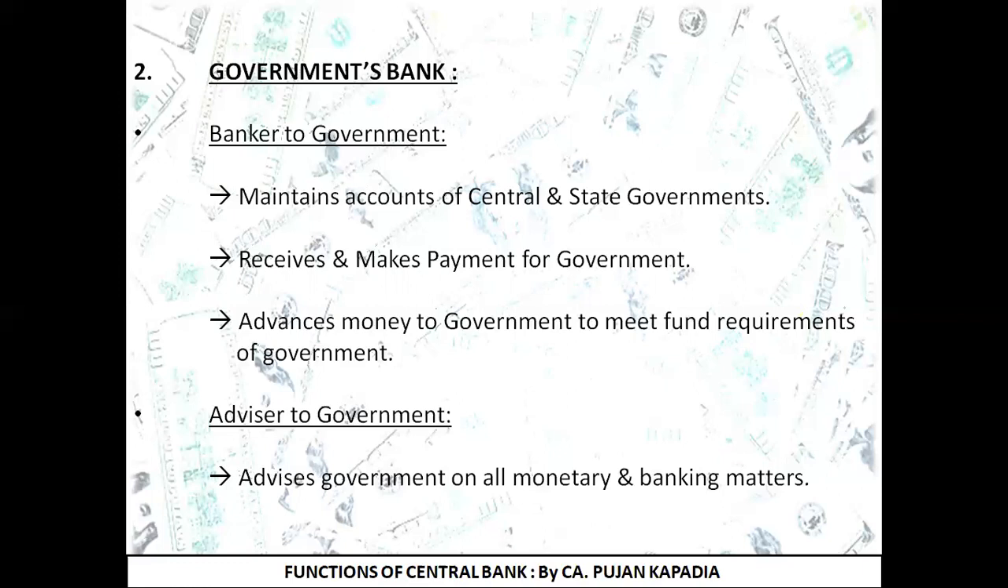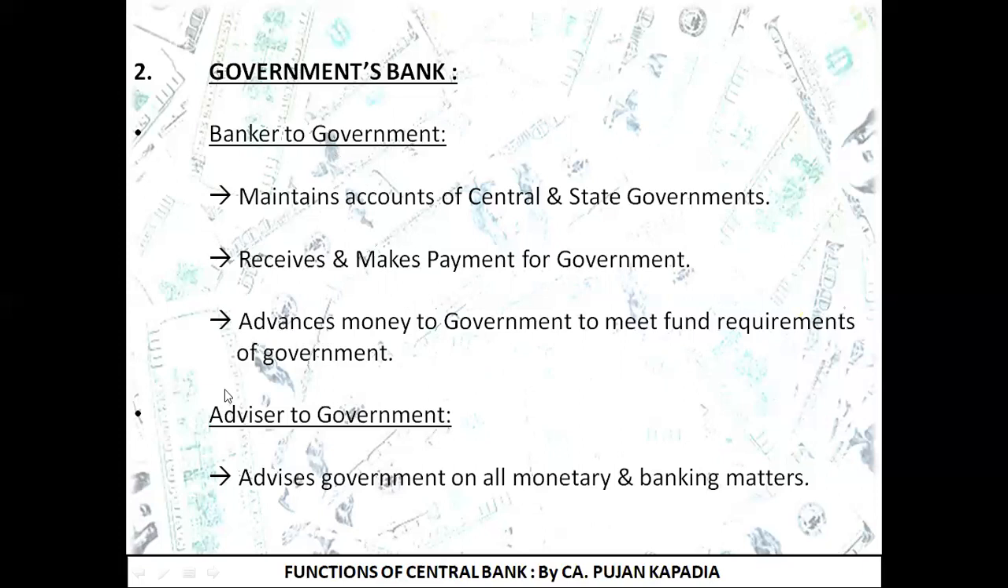So central bank does the multitasking for government. It is maintaining the account for the government, which we have covered in the first point. It is receiving and making payments for the government, that we have studied in the second point. And third, when our government needs borrowing, when our government needs finance, who is advancing the money? Central bank is advancing the money to the government. Basically, by doing all these activities, central bank of any country is acting as a banker to the government. So it is known as government's bank.